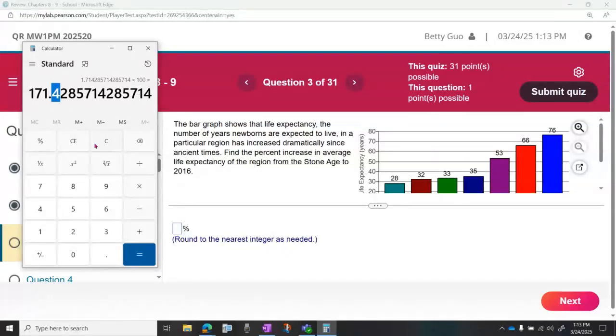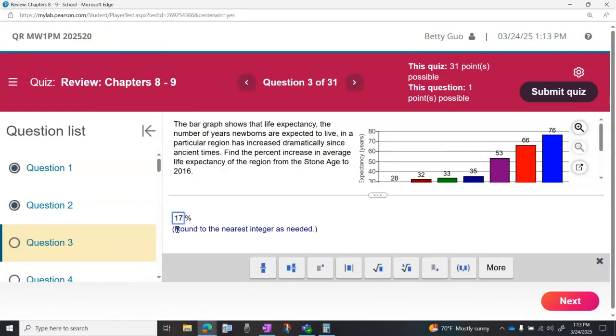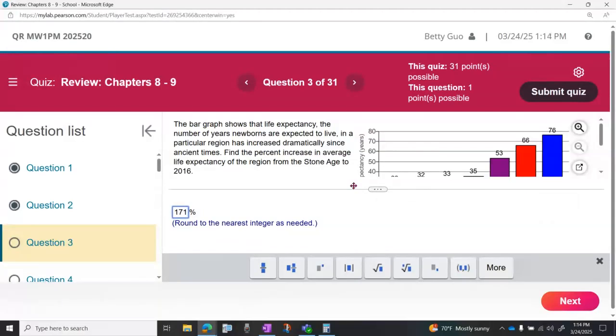Since this 4 is less than 5, we round it down. Rounded down to the nearest integer, 171. We're going to enter 171 here. All right? So the percent increase is 171%. Compared with the Stone Age time, the average life expectancy in that area has gone up by 171%.